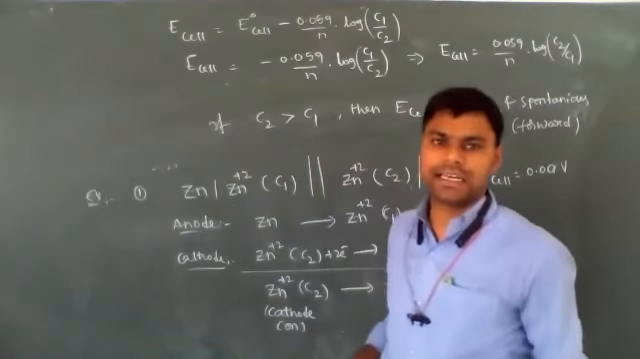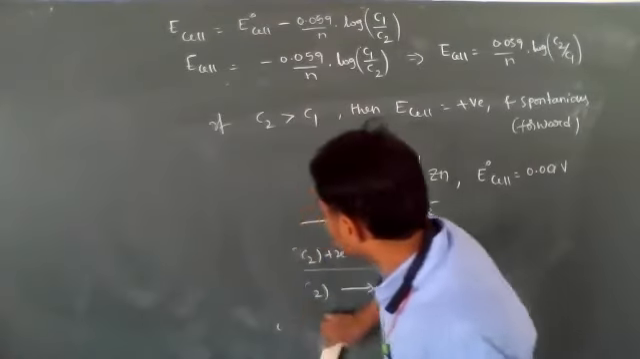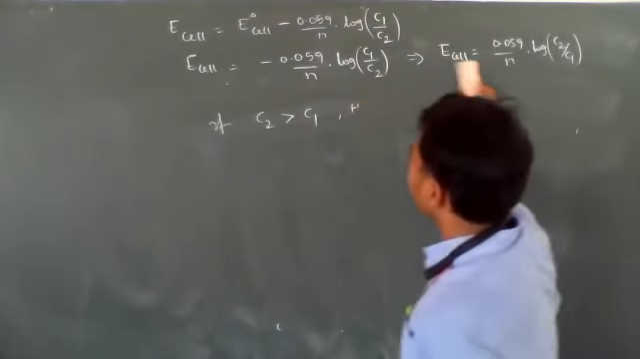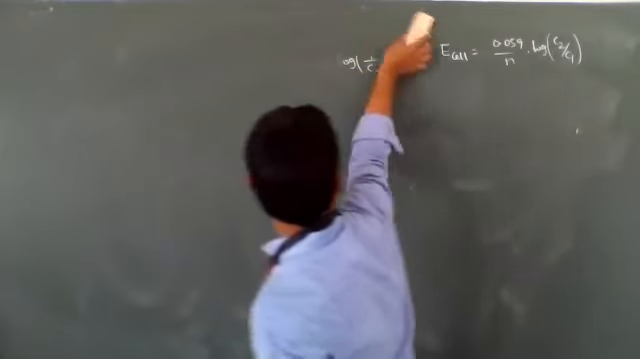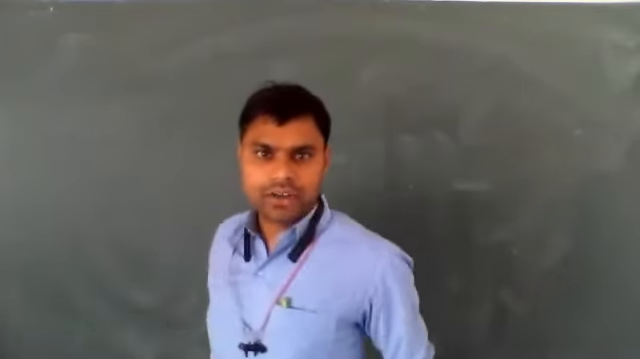The second type is electrode concentration cells. Let's see an example for electrode concentration cells. It is the reverse now.